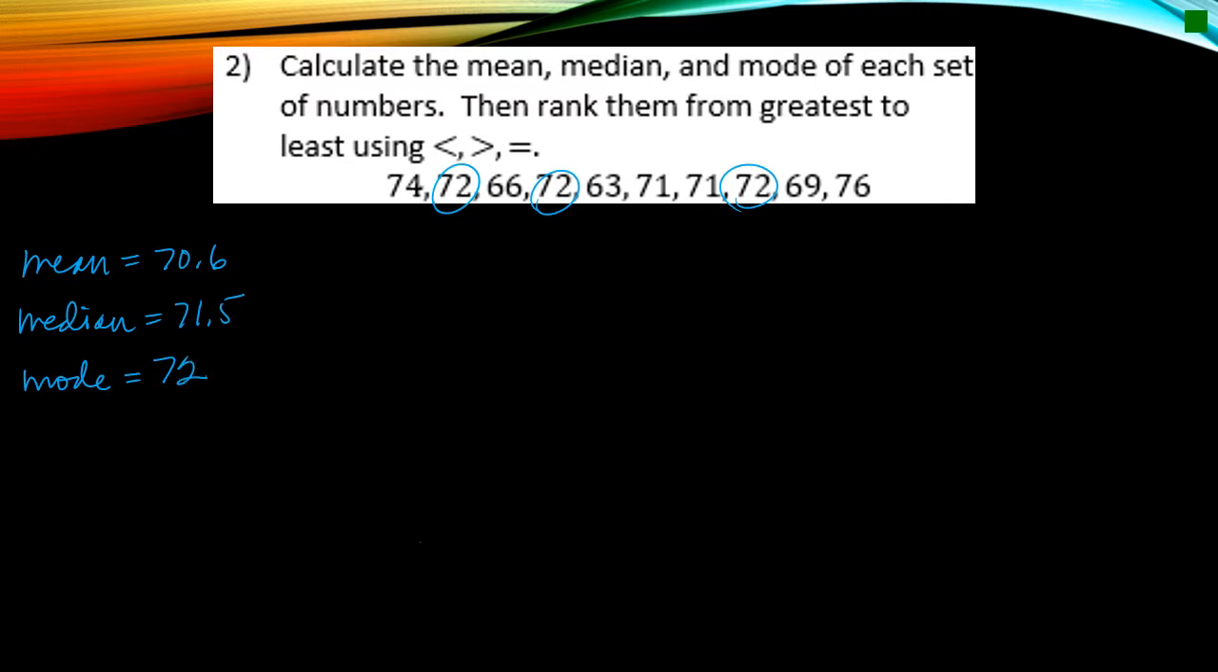Now this problem asks us to rank them from greatest to least. So the greatest is the mode, so we'll put that first. And now we're going to have a greater than sign. The next biggest value is the median. And then the smallest is the mean.